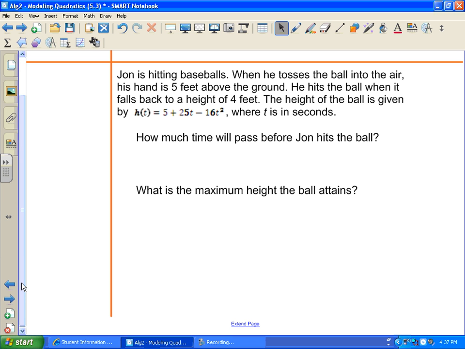Before we go on, I would say go ahead and sketch this. We want to know how much time will pass before John hits the ball. That's one part, and the second part is what is the maximum height the ball attains. So hopefully right now you already know the maximum height is going to happen at the vertex. And a quick sketch, I'm not asking you to graph the whole thing, quick sketch. Let's see. He tosses the ball in the air. Once again, we have time on our x-axis, and we have height on our y-axis.